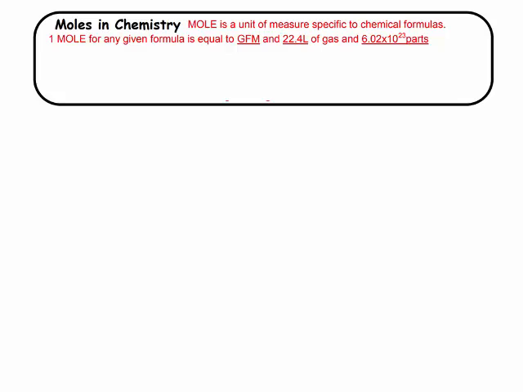All right. So if you guys remember, we defined what the mole was in chemistry, all right? And a mole is a word we use to define a quantity of a substance, and that substance could be either an element or a compound. The quantity can be measured in a couple of different ways, or three different ways. Gram formula mass, 22.4 liters, or parts like molecules, and in that case we use Avogadro's number, 6.02 times 10 to the 23rd.